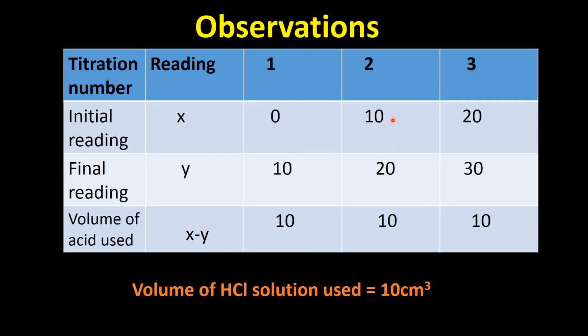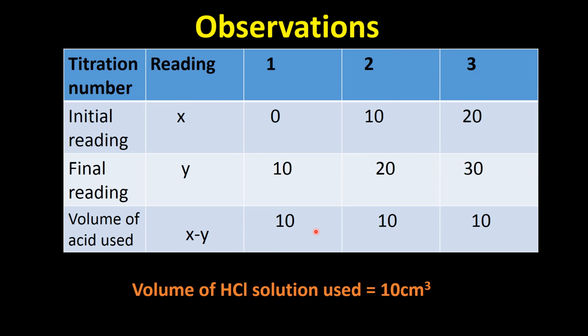Then I have to take the second reading. In the second reading, as I have used the volume of hydrochloric acid solution up to 10, I have to start from 10. So the initial reading is 10, and in titrating the solution of sodium hydroxide, it reaches up to 20. Now again the difference is 10. It means that my first reading was very good. It was right, as my second reading is also 10.